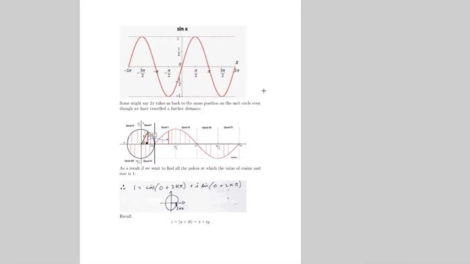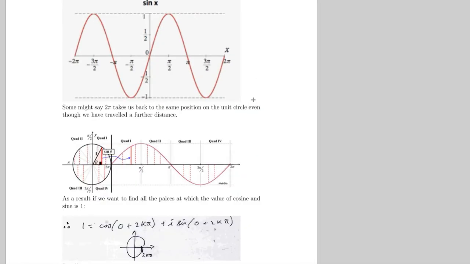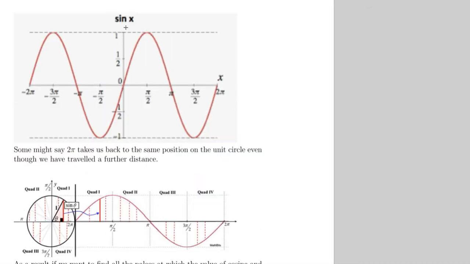Okay, so just to utilize a diagram that's not as special, what we're going to do is take this concept of sine x and cos x. Some might say that 2 theta takes us back to the same position on the unit circle, even though we have traveled a further distance. The reason I've stated that concept is purely to make it clear that there's not just this way of viewing it in terms of a function on an x and y graph. You can also view it as movement around a unit circle.